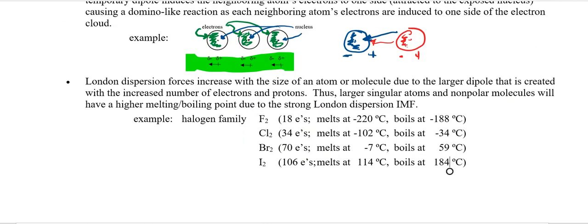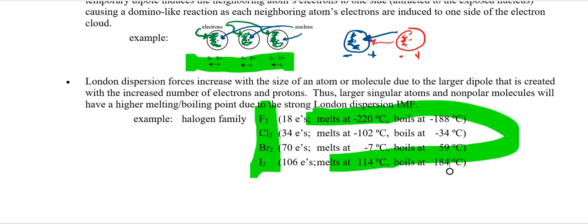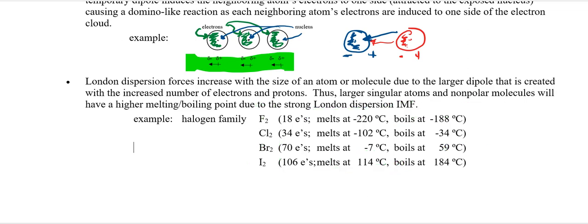And later on in another video, we'll talk about that and show how the halogens go from melting at minus 220 degrees C to 114 degrees C, all because of London dispersion forces increasing, because iodine has a lot more electrons than fluorine, and so it can induce a much stronger dipole.